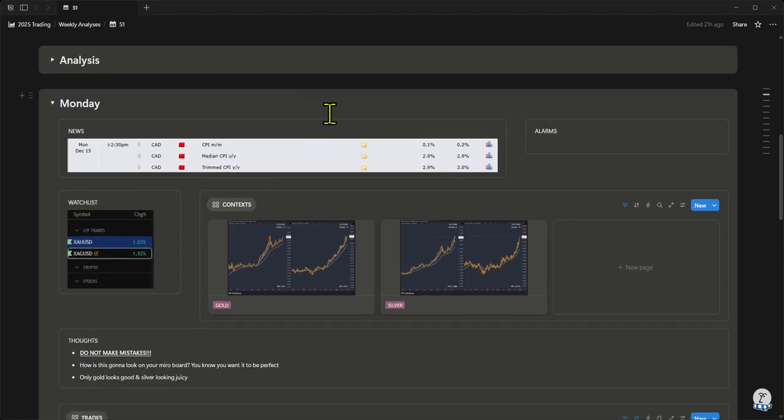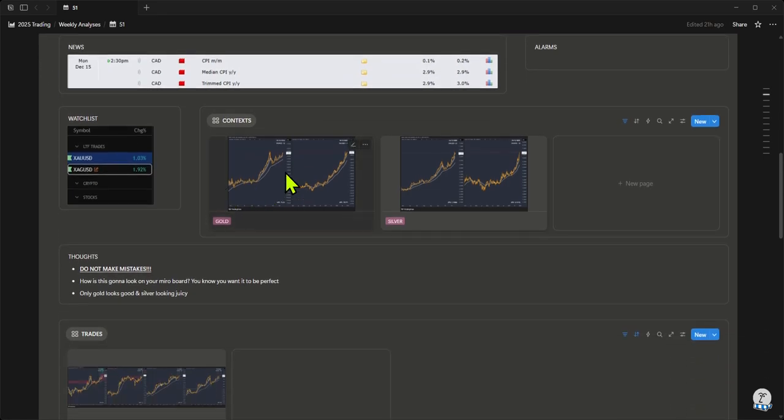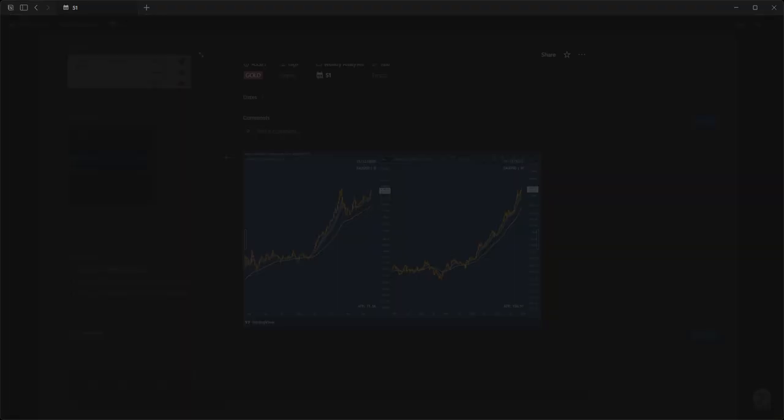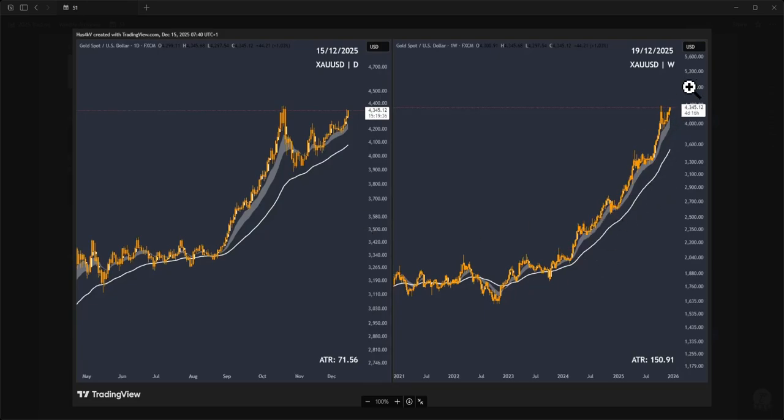Maybe check again during New York. So here I was watching gold. Gold looks kind of nice on the weekly, really, really strong trend. Daily just kind of reaccumulated and is building itself back up again, breaking into new highs here. This is definitely something I want to follow.